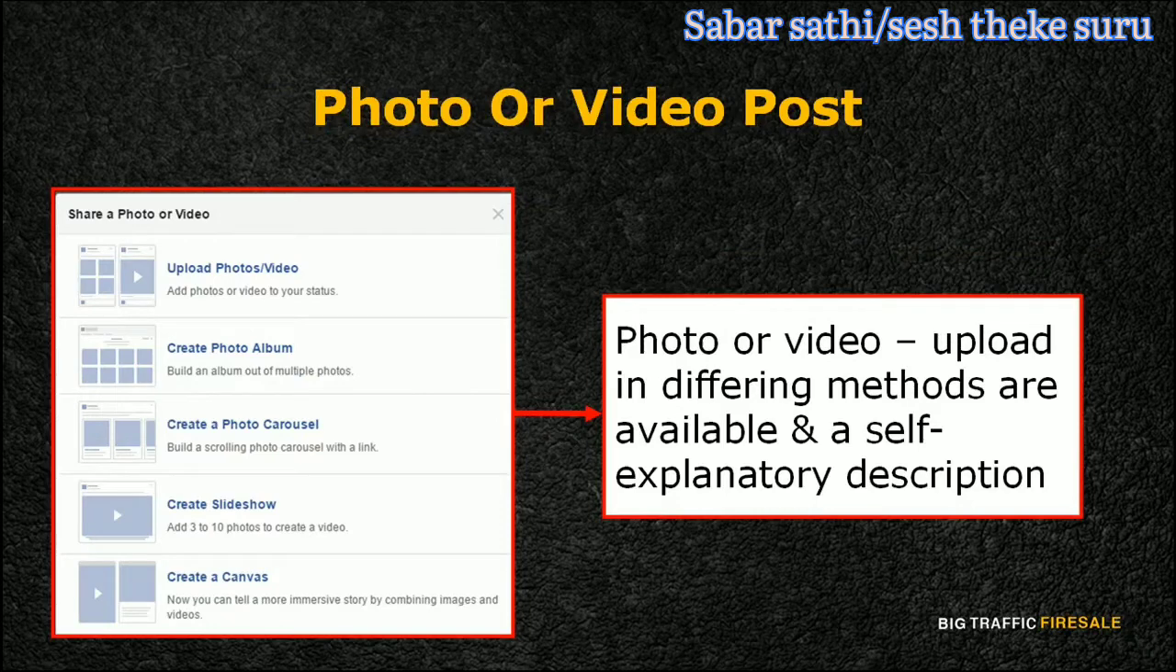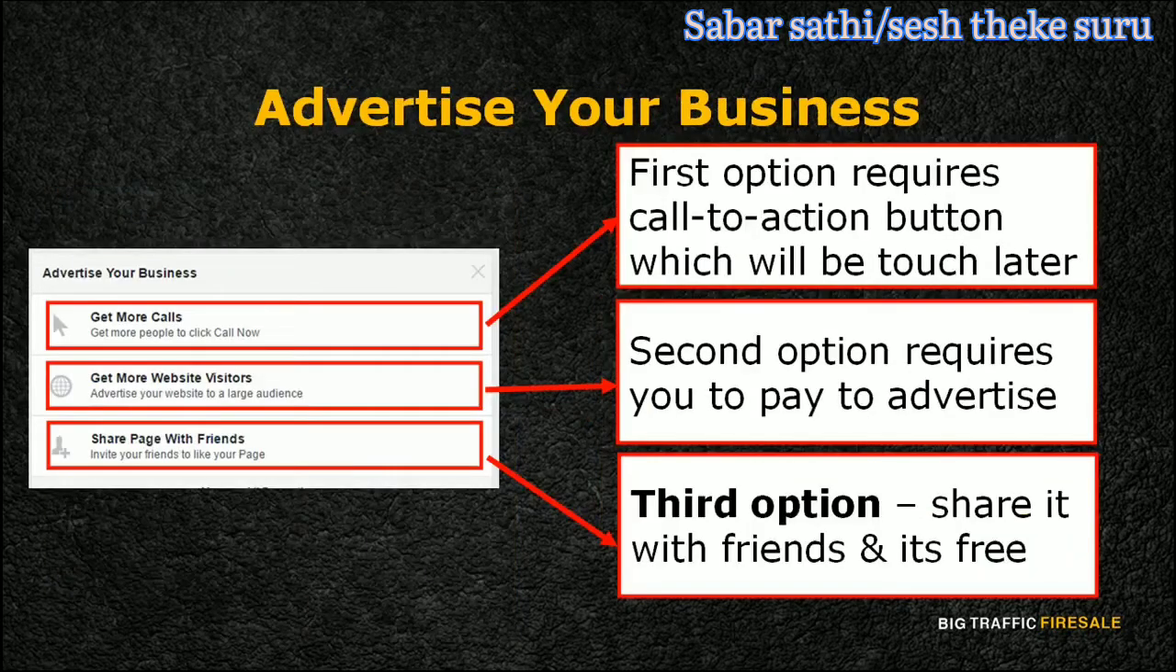Should you wish to share a photo or video of your products and services, click the icon and a pop-up to upload in differing methods are available. Each option comes with a self-explanatory description to ease your decision. Then you get to advertise your business. Here you'll see 3 options. The first requires your update, your call to action button, which we'll talk about later, and second requires you to pay to advertise. The third option is for you to share this page with your friends. Since this section is all about utilizing free traffic, the third method is for you.